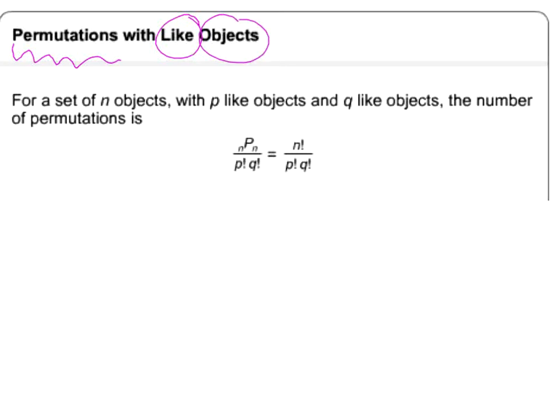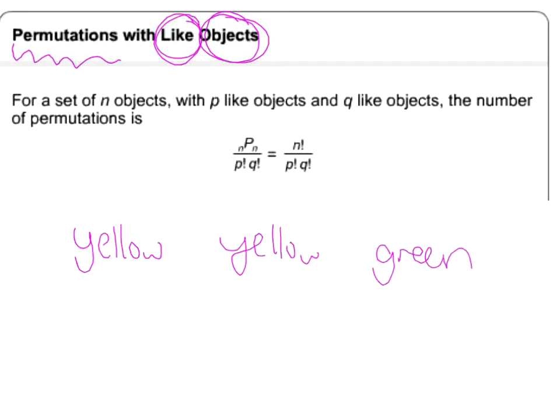This time we're going to have like objects. So what does it mean to have a like object? Well, it means if I'm talking about crayons, what if I had a yellow, yellow, and a green crayon? How many different ways is there really to organize those things? Well, we're going to talk about it. It's actually more than 2.